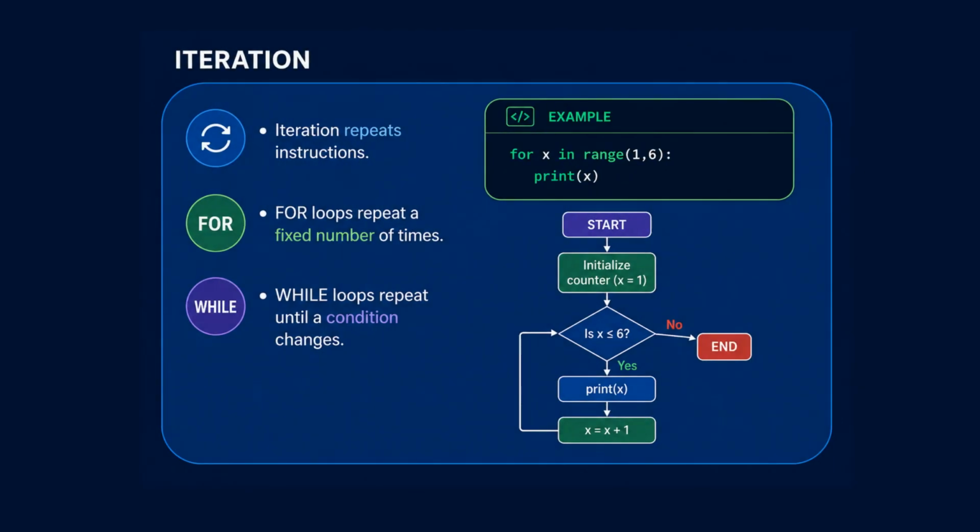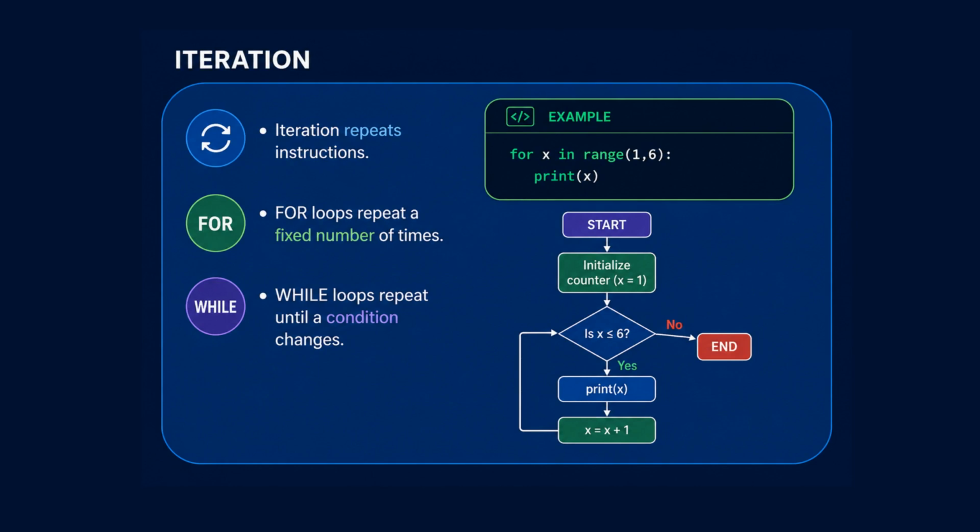Now let's learn about iteration. Iteration means repeating a set of instructions multiple times. Instead of writing the same code again and again, programmers use loops to automate repetition. There are two common types of loops: for loops and while loops. A for loop repeats instructions a fixed number of times. In this example, the loop prints numbers from 1 to 5.